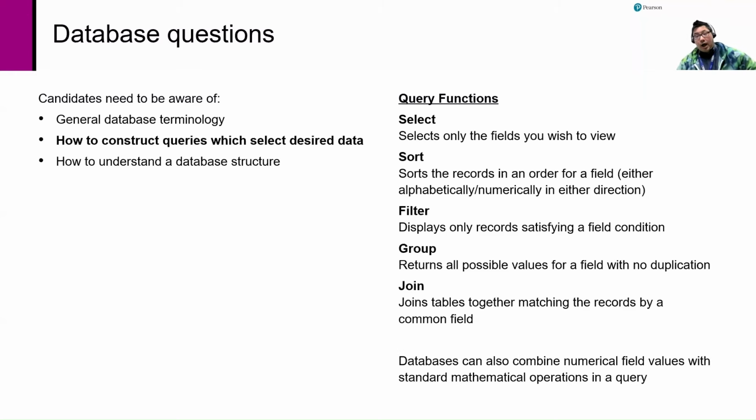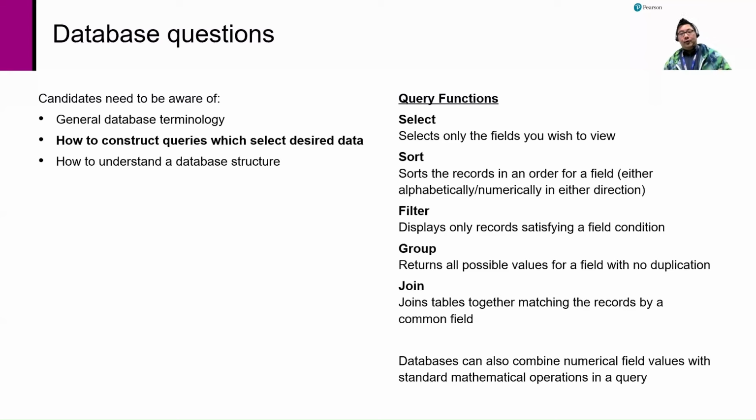And it can also combine numerical field values, so standard mathematical operations. For example, if you've got height and weight as your two fields, you could ask the spreadsheet, the database, to produce a query that multiplies those two together. Then it will give you a brand new field, which gives you everything there.